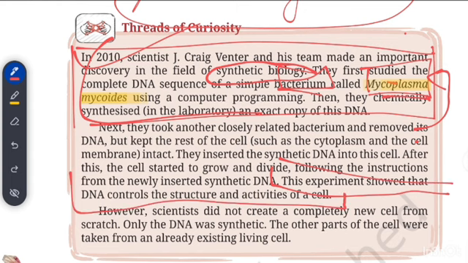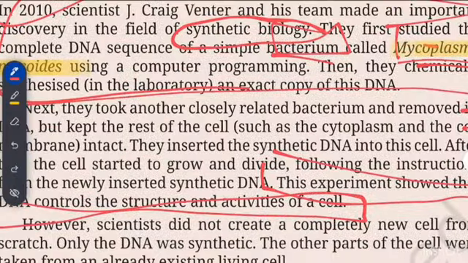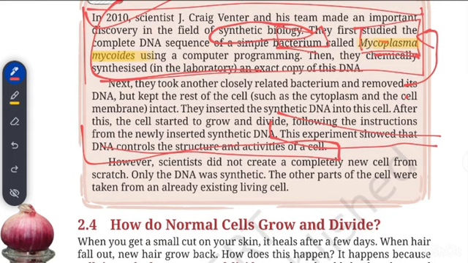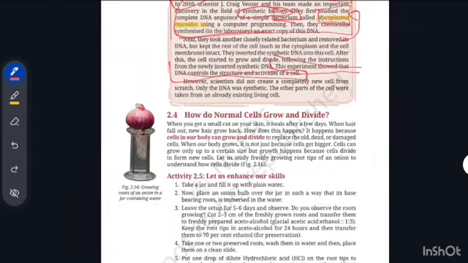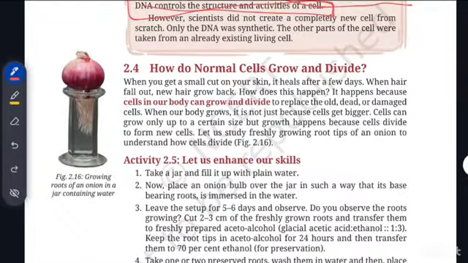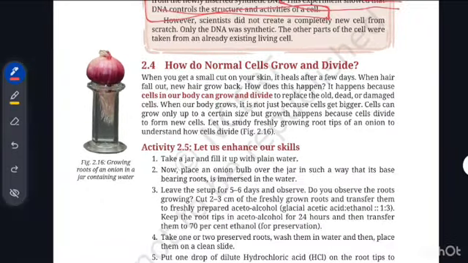DNA's function is not only to give out genetic information. Its function is to control the structure and activities of the cell. However, scientists did not create a completely new cell from scratch. Only DNA was synthetic. The other parts were the same, right? So this was all about threads of curiosity. Let's read about how normal cells grow and divide.